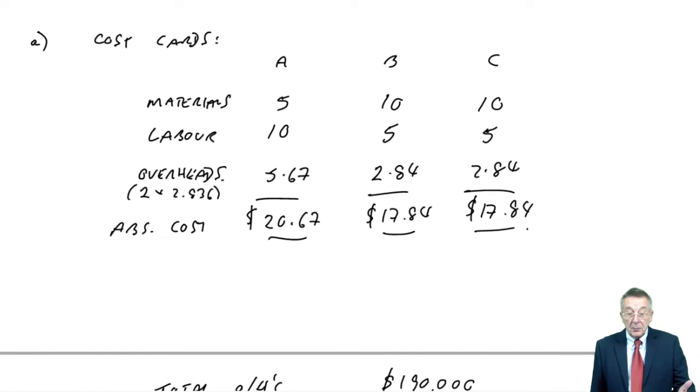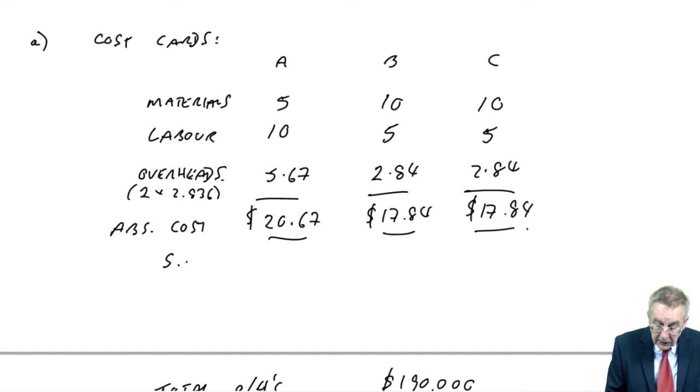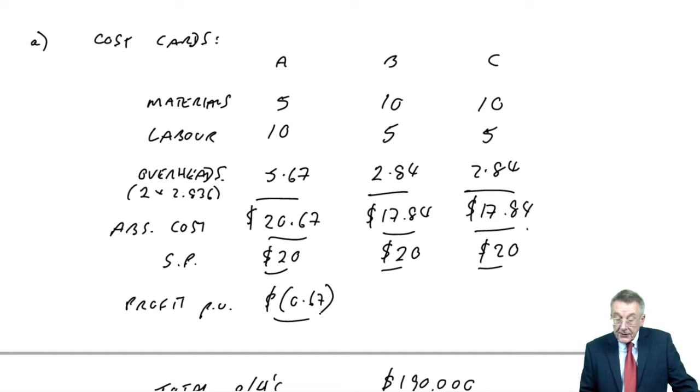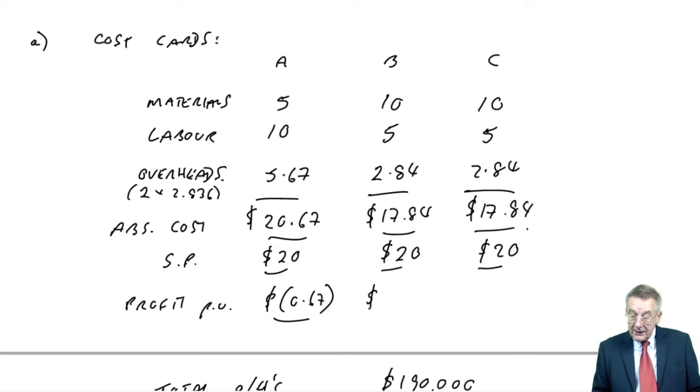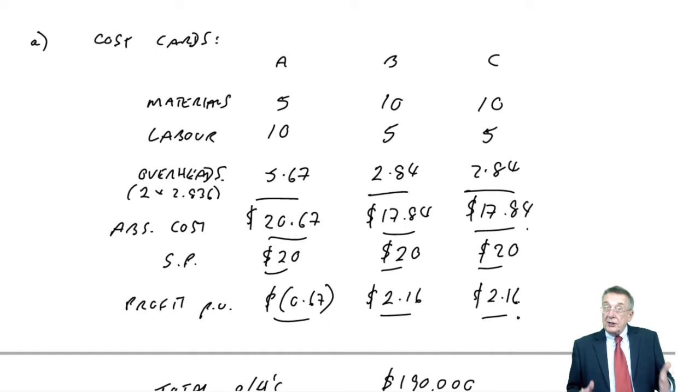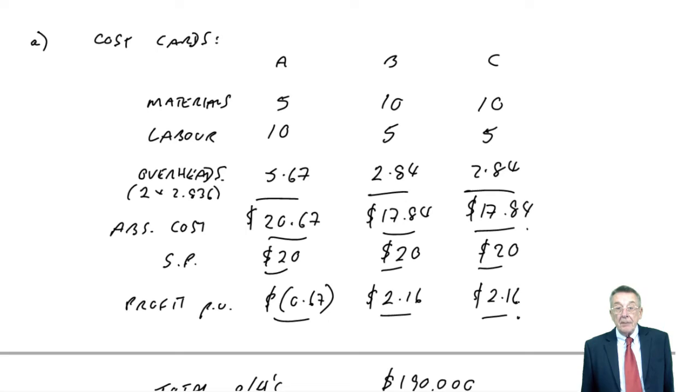The question also wanted to know the profit per unit. Well, we're told in the question that the selling price is $20 in each case. So the profit per unit, A in fact appears to make a loss of 67 cents, whereas B and C are both profitable at $2.16 a unit. So again, there's traditional absorption costing.